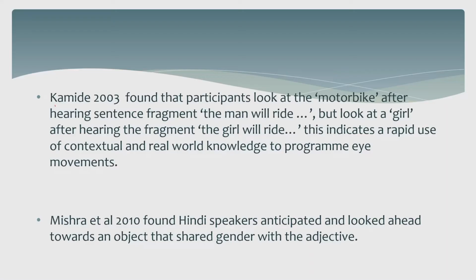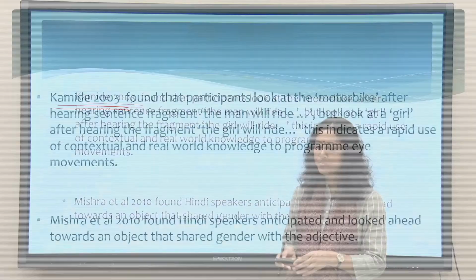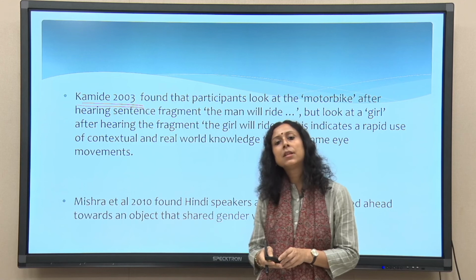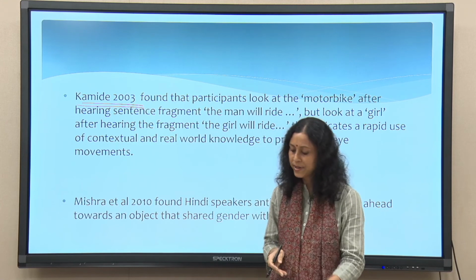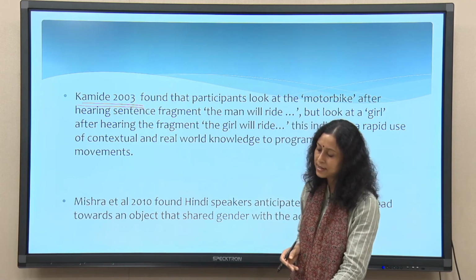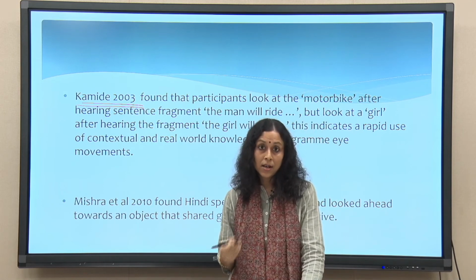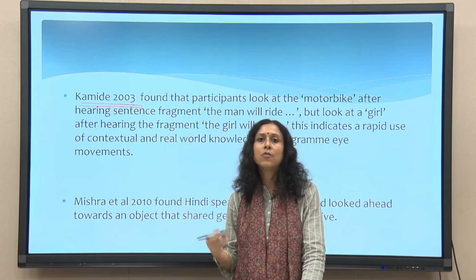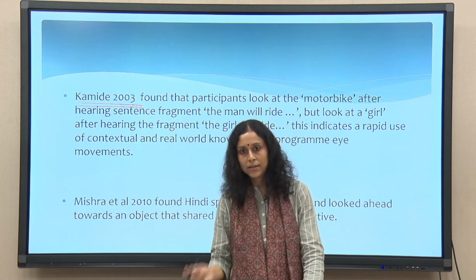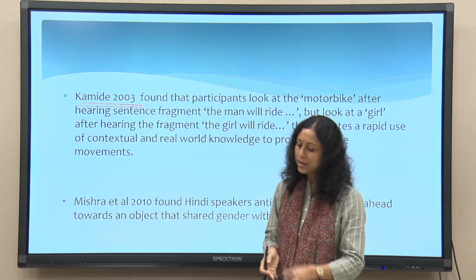Similarly, yet another study by another group found that participants look at the motorbike after hearing a sentence fragment, the man will ride, and there are of course many objects on the display. Among them, the motorbike gets the highest fixation. But when the sentence has a girl as a subject, the girl will ride, they do not look at the motorbike, they look at the picture of the girl on the display.